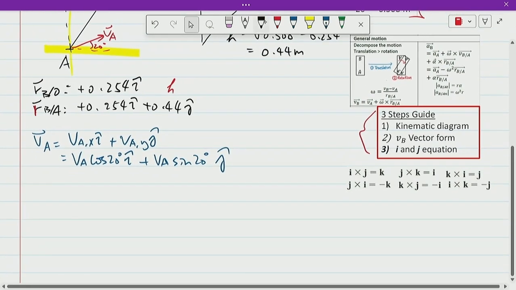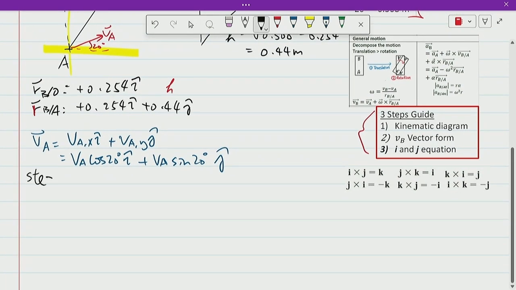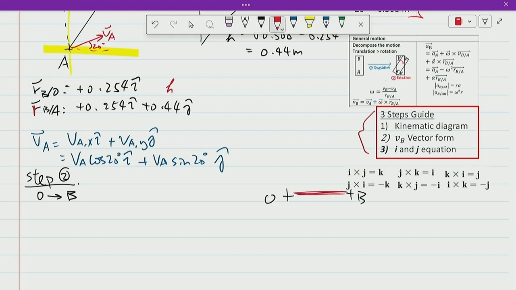Okay, let's go on to step 2. So usually it's a good idea to just write down which pin or which point you're going from. In this case, we're going from point O to point B first. We're basically analyzing this linkage. Then I'm going like O to B.